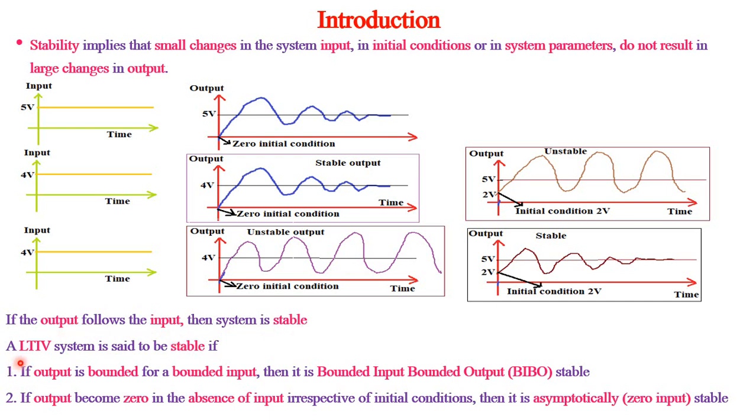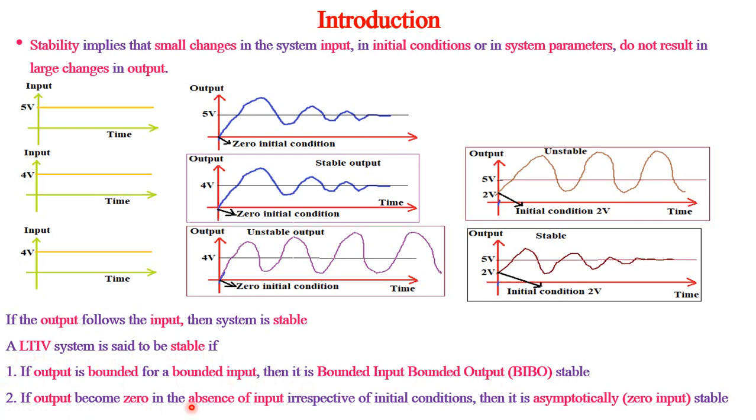There are a number of systems: linear time invariant systems, linear time variant systems, and non-linear systems. Since in classical control we normally take linear time invariant systems, we actually refer everything with respect to linear time invariant systems. A linear time invariant system is said to be stable if the output is bounded for a bounded input, that is bounded input, bounded output stability.